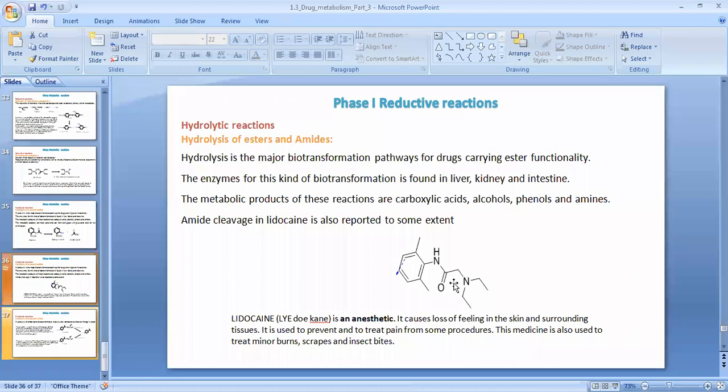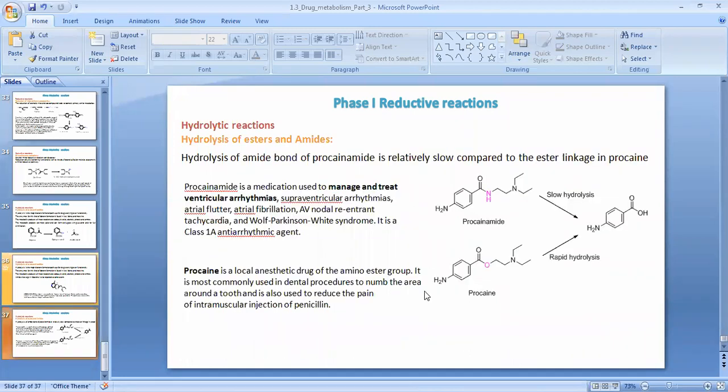Now, the same type of drug molecule containing an ester functional group is lidocaine, which is used as an anesthetic to induce anesthesia. So, what happens? This drug molecule is also hydrolyzed in our body to produce an elimination product. Another example is procainamide, which is used to manage and treat arrhythmia. Arrhythmia means it is used for the treatment of heart arrhythmia.